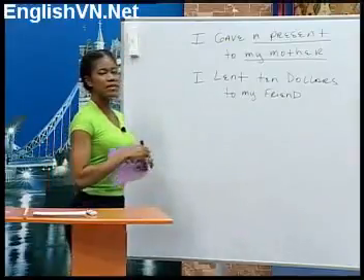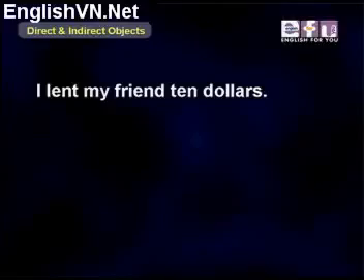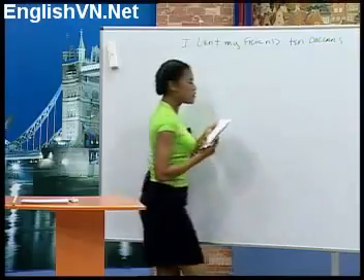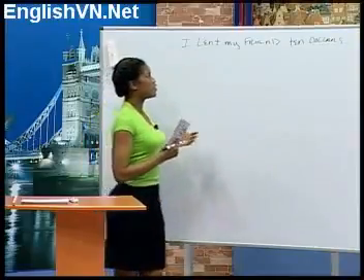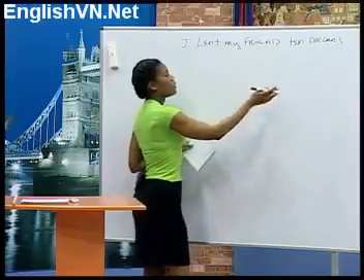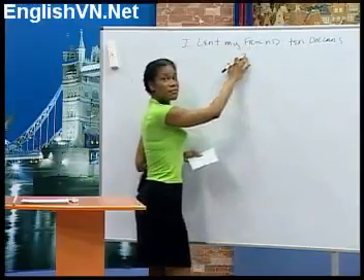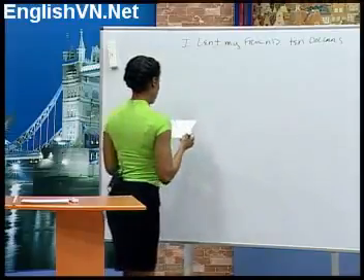We can also make the same sentences a different way. Okay, look at these sentences. I lent my friend $10. What's different? There is no "to", and the places of the direct object and the indirect object have changed, right?